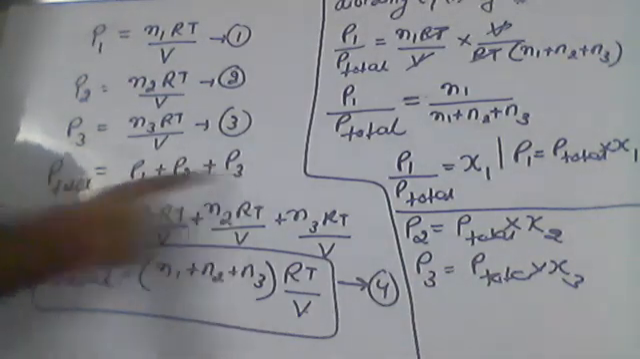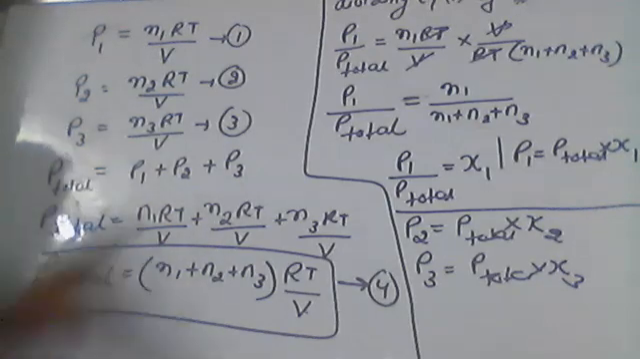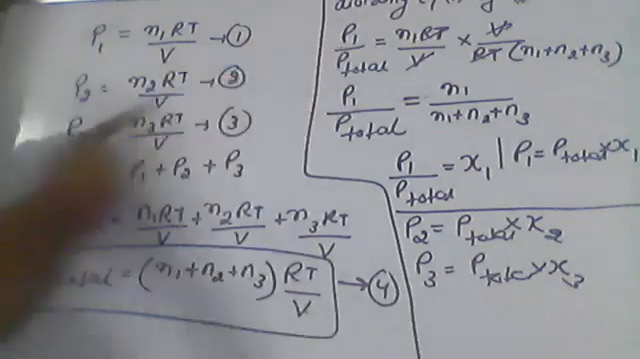Total will be equal to P1, P2 and P3. So we are going to add them together. We are going to find out the total pressure. From the total pressure, we can find out the partial pressure.